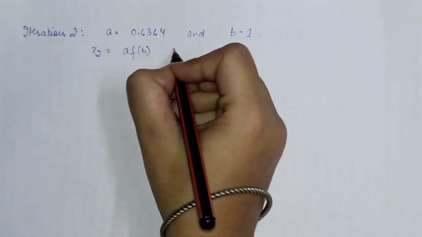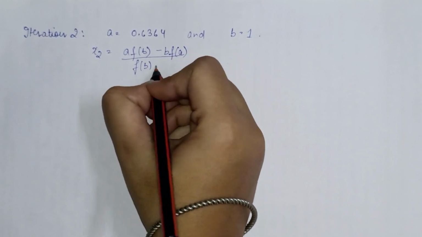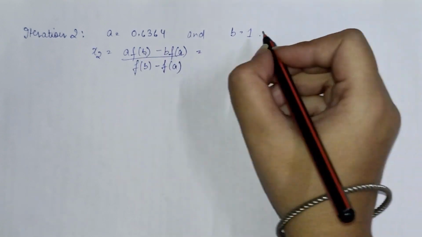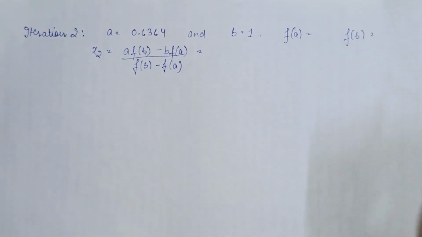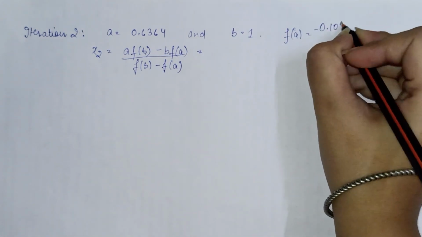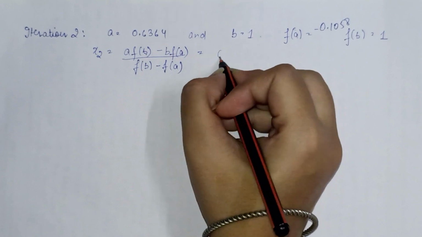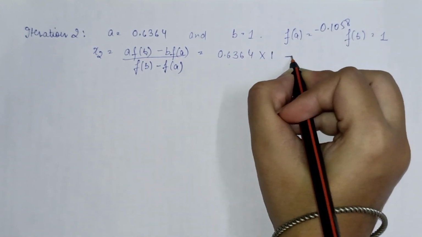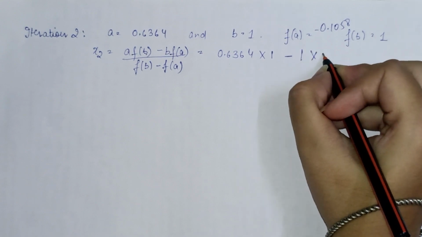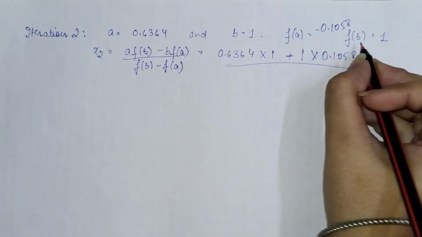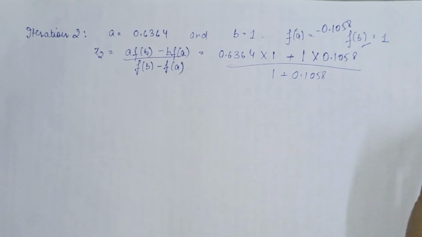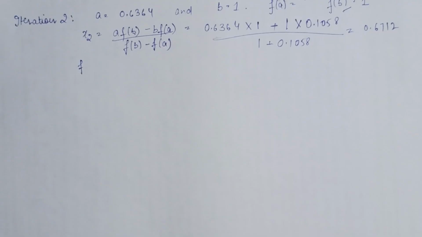x2 इज a इंटू एफ ऑफ बी माइनस बी इंटू एफ ऑफ ए अपॉन एफ ऑफ बी माइनस एफ ऑफ ए। From the previous we can write here f of a and f of b। हमारे पास जो पीछे f of a था 0.6364, उसका आंसर था -0.1058 एंड f of b, हमारे पास आंसर था 1। सो वी कैन राइट 0.6364 इंटू एफ ऑफ बी 1 माइनस 1 into f of a is 0.1058 plus f of b minus 1 plus 0.1058. We get the answer 0.6712.